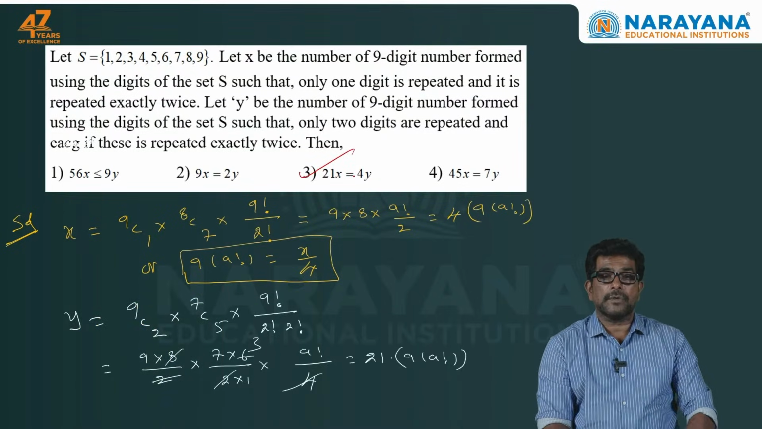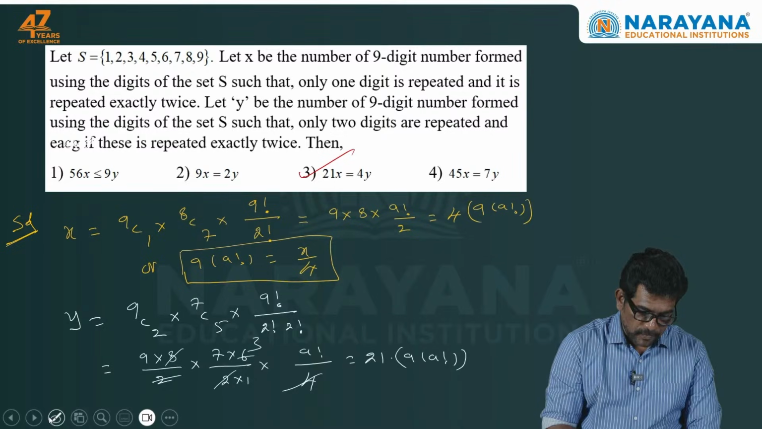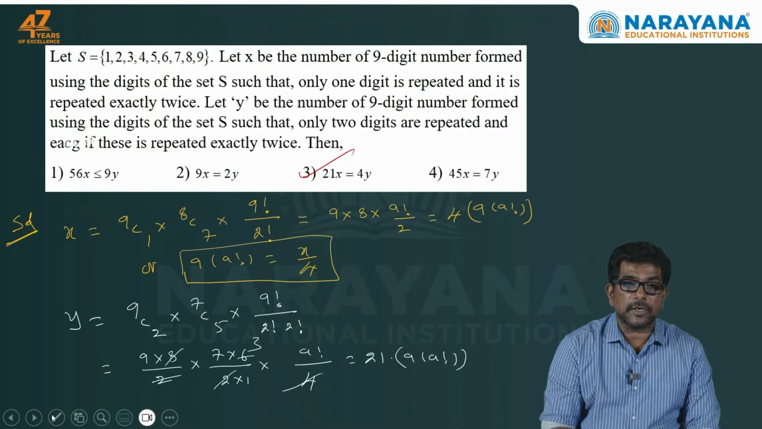21X is equal to 4Y. The problem is related to permutations and combinations. It is the combination of selection and the arrangement of the digits. Moderate problem.